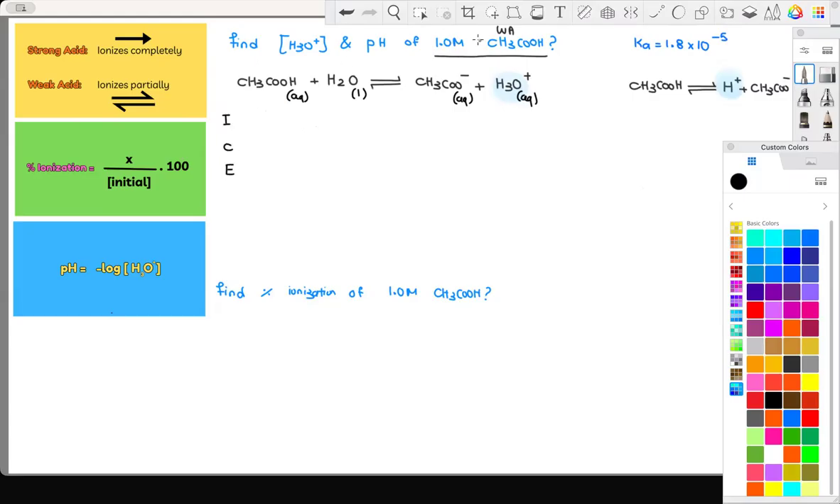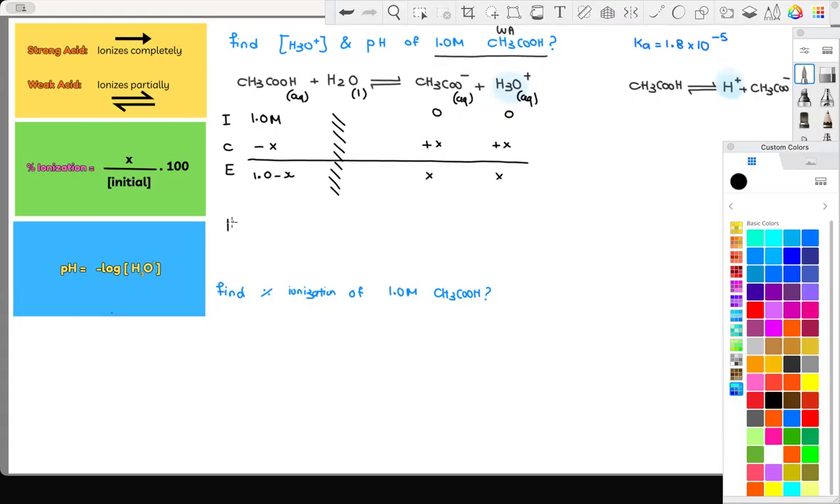Initially, the concentration of acetic acid is given to us to be 1 molar. Since water is a liquid, we do not include it because it doesn't have a concentration. The other two are always 0. Over time, this side becomes minus x, and this is positive x, positive x. And then eventually, when you add up the two lines, this is going to be 1 minus x, and this is going to be x and x.